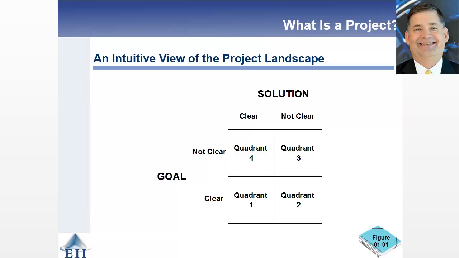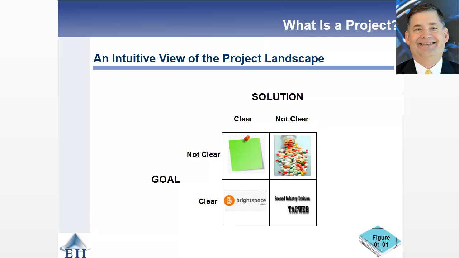Let's peel this back a little bit more, but here's the overarching big picture. You really only need to remember goal and solution, and whether each is clear or not clear. That will help you classify projects into one of four different quadrants. All right, so let's look now at some examples of these four quadrants.